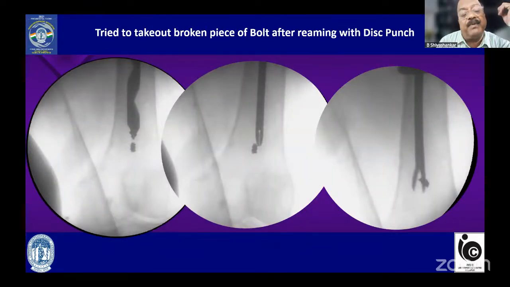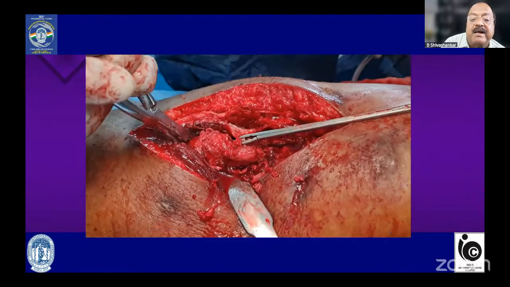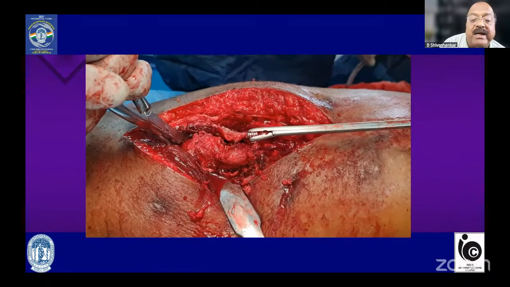Then on table, there was one of the broken pieces which was still retained inside. That's a nidus for infection. So you have to remove all metals, everything from the medullary canal. So I reamed the canal with a disc punch. I grabbed that broken piece of the bolt, and I took that out.